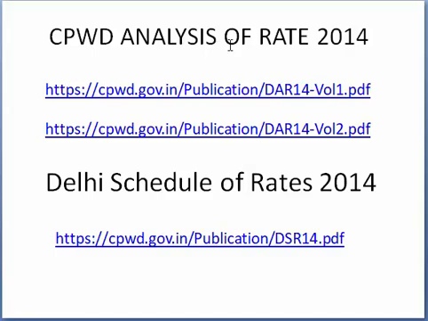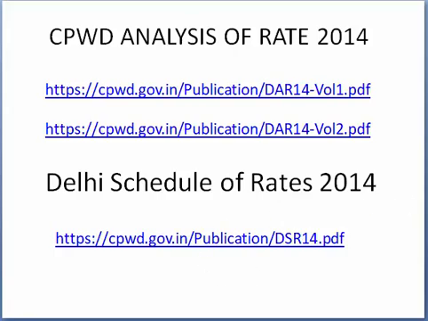Then we will be comparing these analysis of rates with the Delhi Schedule of Rates 2014. If we consider the item of excavation, the rate of excavation which is given in the Delhi Schedule of Rates, how the rate is made, that bifurcation will be given in the analysis of rates. Now this is important, students, you need to correlate these two articles, Delhi Schedule of Rates and analysis of rates. You should know how to correlate that.